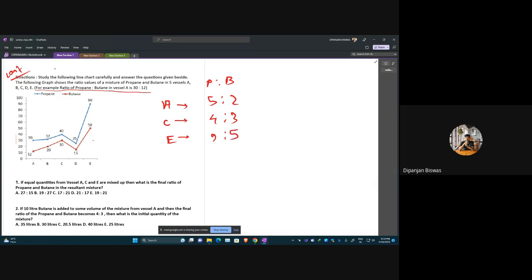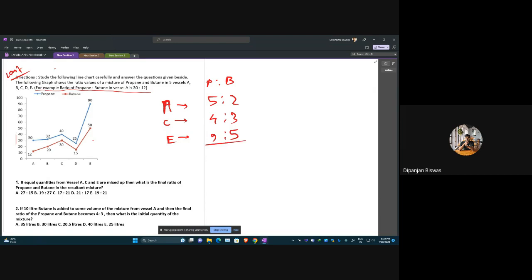So if we mix all 3 vessels, what should the ratio be? Can anyone solve this question by the traditional method? Does anyone remember how to solve these questions? I won't ask you to do it. If you know any traditional method, you can just speak. I hope everyone has forgotten the basics. Okay, no issues. I will show you a very short technique.